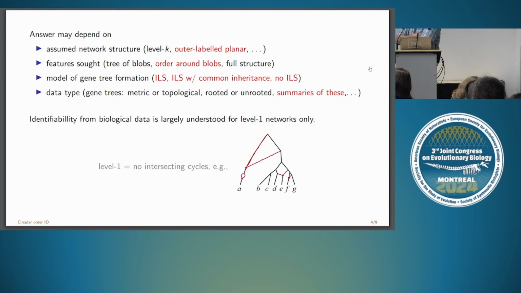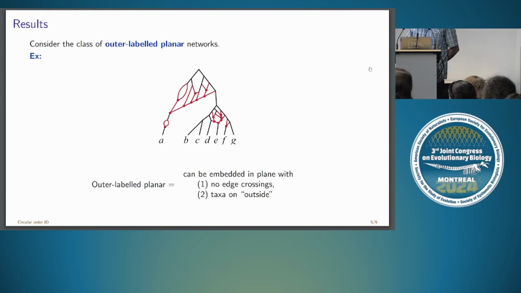This broad question of identifiability from biological data, the things that we can actually get out of sequences in some way, is largely understood only for level 1 networks. So just to remind you, level 1 means we may have multiple cycles in the network, but they don't share any edges. Okay, so there's a level 1 network with 4 different cycles. Anything beyond that, very little is known.